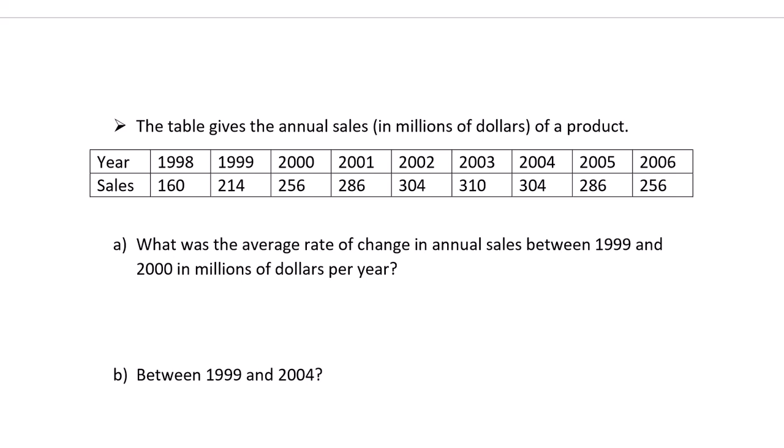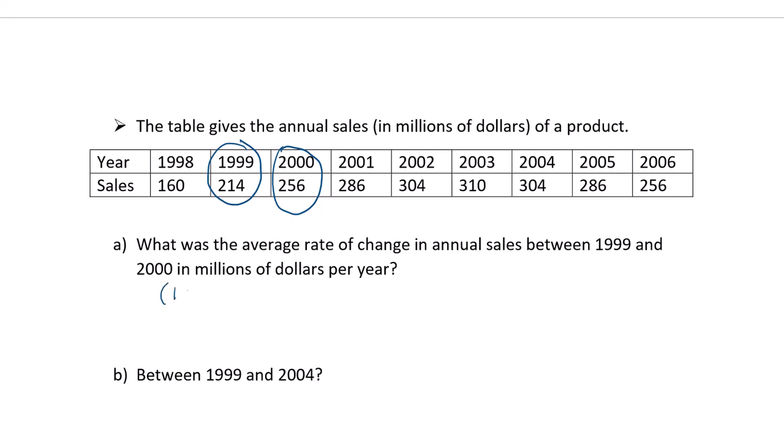Here, the table gives the annual sales in millions of dollars of a product. So for example, we can see in 1998, the sales were $160 million. In 2002, the sales were $304 million. So the question is, what is the average rate of change in annual sales between 1999 and 2000 in millions of dollars per year? So we'll go ahead and make a couple of points out of those.